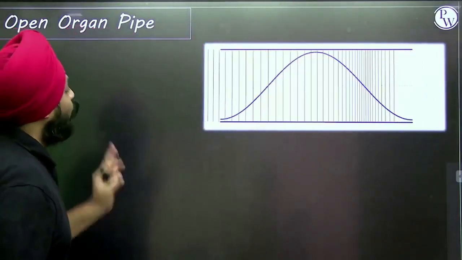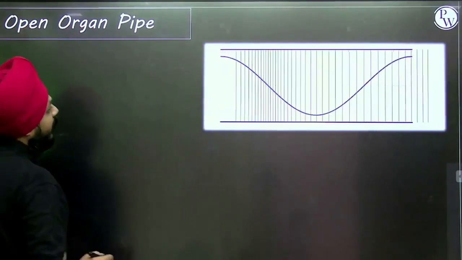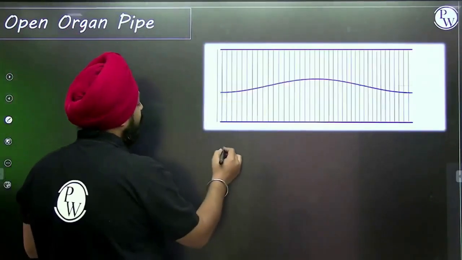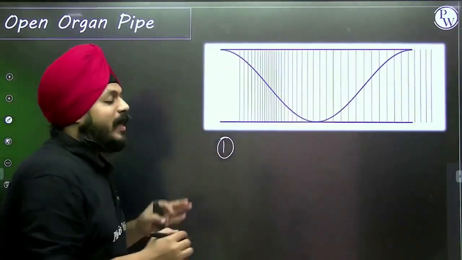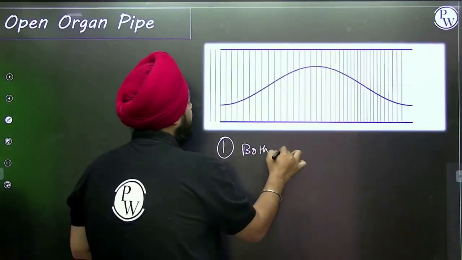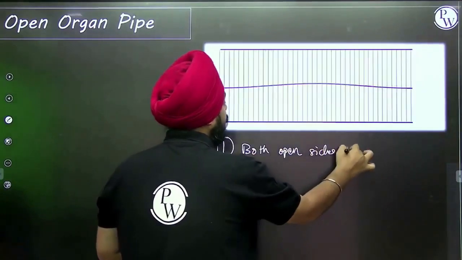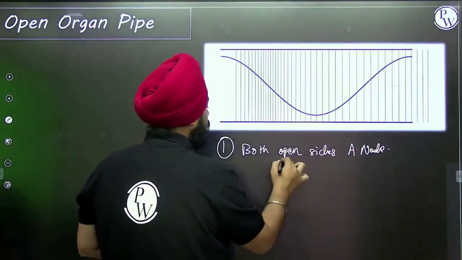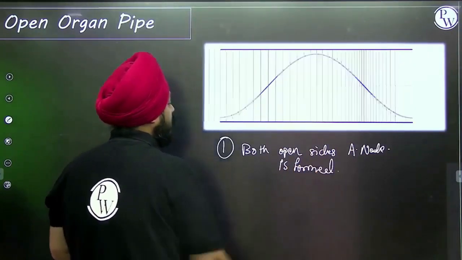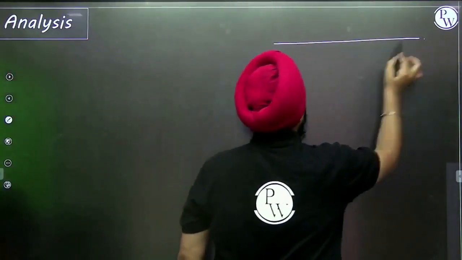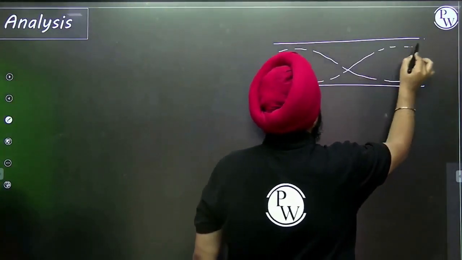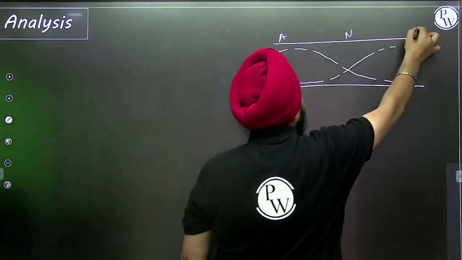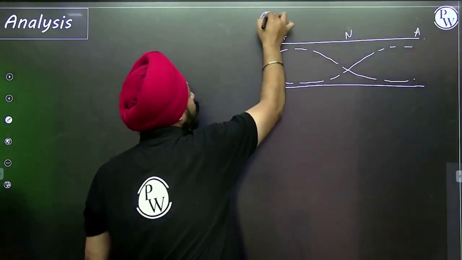But if I'm talking about the open organ pipe, then it is quite simple, right? Let's directly see, the open organ pipe is open at both ends. First thing that I want to write down here: on both open sides, an antinode is formed. So let's have the analysis for the fundamental mode. Now in this case, the fundamental is like this way. This is the fundamental mode, with antinode, node, antinode.